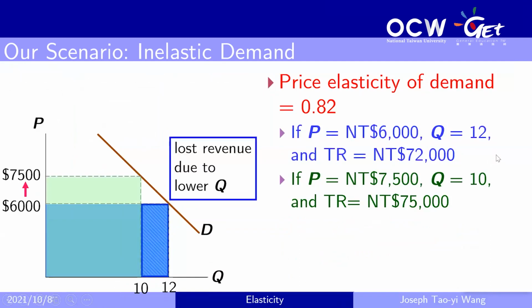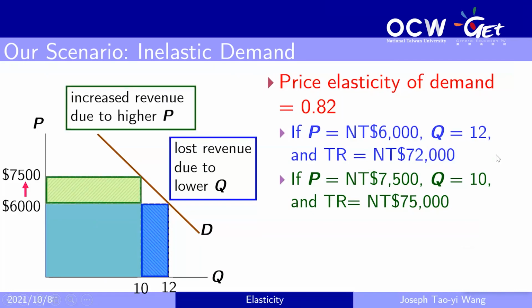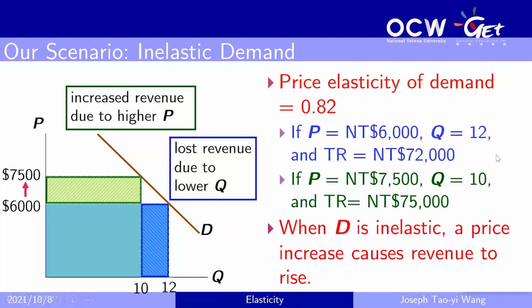So here, in this case, remember you have an inelastic demand, so you have a steeper demand curve. So the lost revenue due to lower quantity is smaller than the increase in revenue caused by the higher prices. That's the trade-off you have when you raise prices. And depending on the price elasticity of demand, if it's inelastic, increasing your price will cause revenue to go up.